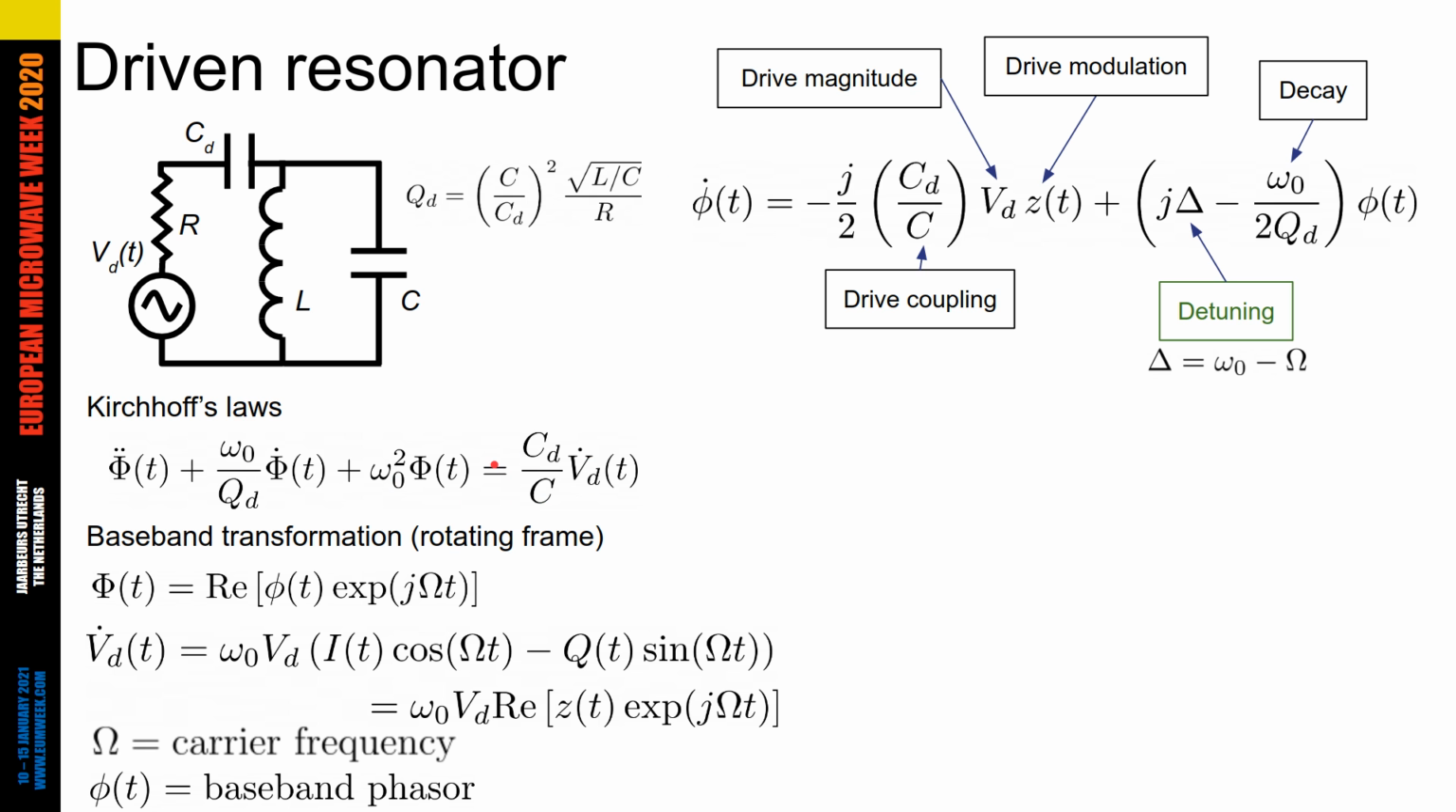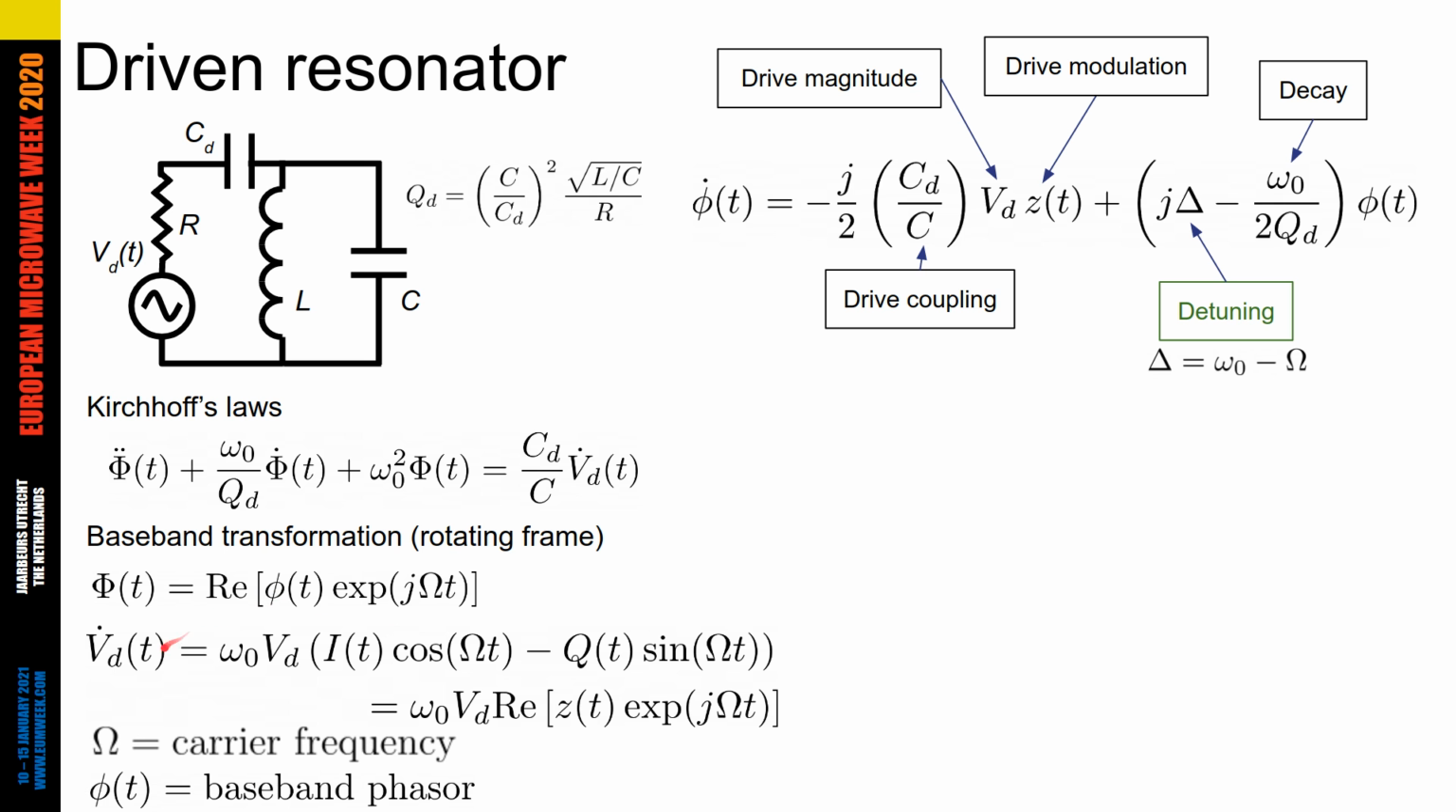Now, this second order differential equation is a bit hard to work with, but it turns out that if we go into the baseband, or what a physicist would call the rotating frame, things simplify quite a bit. So we take the flux, and we write it in terms of a phasor, phi, where we've taken out the time dependence e to the j omega t, where omega is a reference frequency or a carrier frequency.